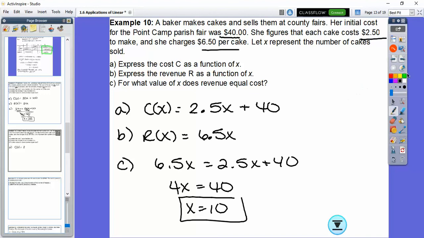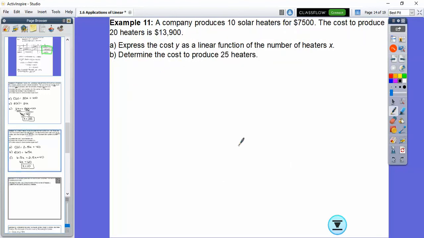One more problem for today. So a company produces 10 solar heaters for $7,500. The cost to produce 20 is $13,900. Part A, express the cost y as a function of the number of heaters x.